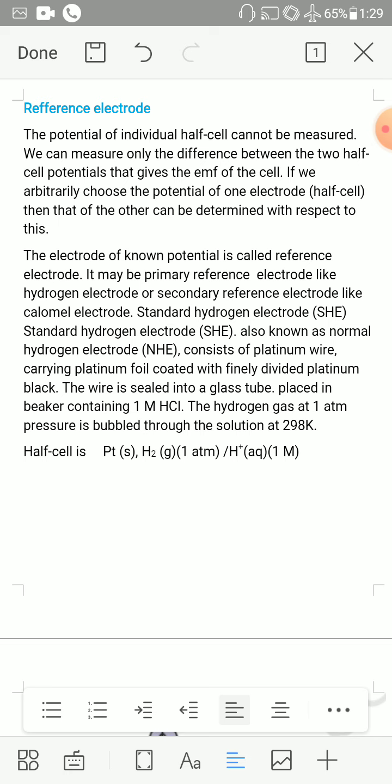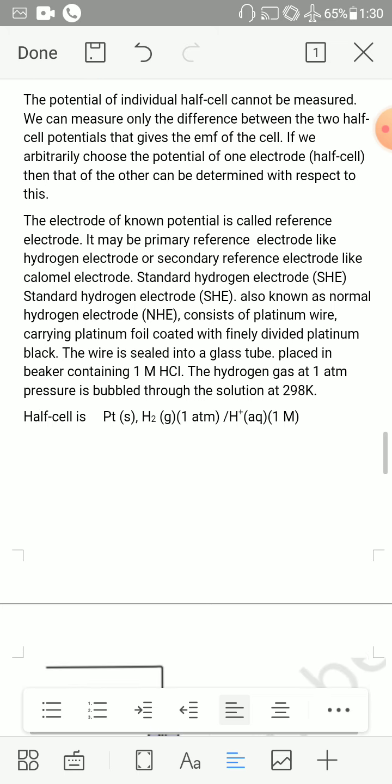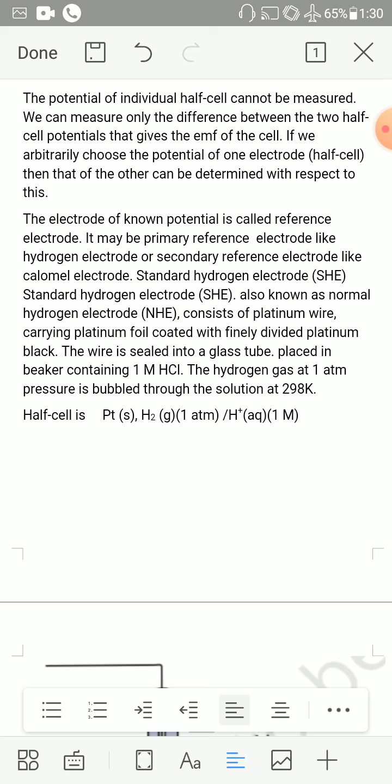Standard hydrogen electrode, that is SHE, also known as normal hydrogen electrode, consists of platinum wire carrying platinum foil coated with finely divided platinum black. The wire is sealed into a glass tube placed in a beaker containing 1 molar HCl. Hydrogen gas at 1 atm pressure is bubbled through the solution at 298 Kelvin.